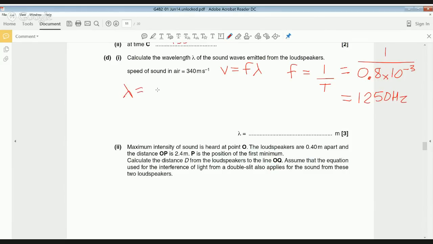So lambda equals v divided by f, 340 divided by 1250, and that gives us 0.272 meters. You get the idea. That's supposed to be an m.